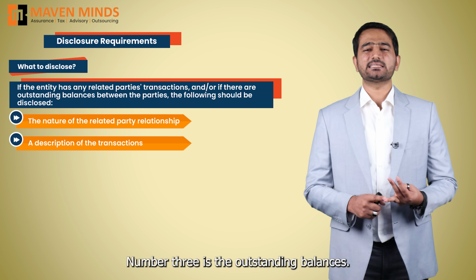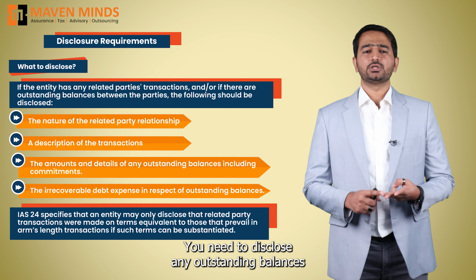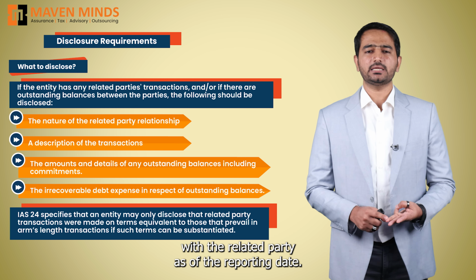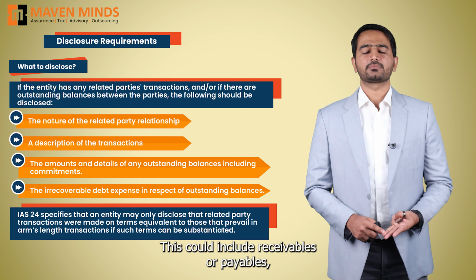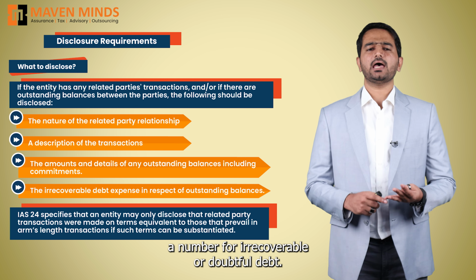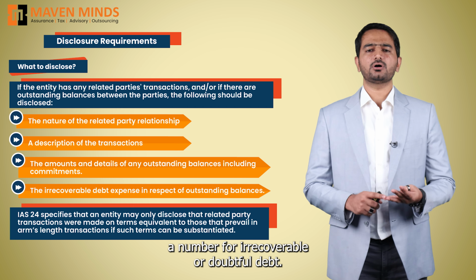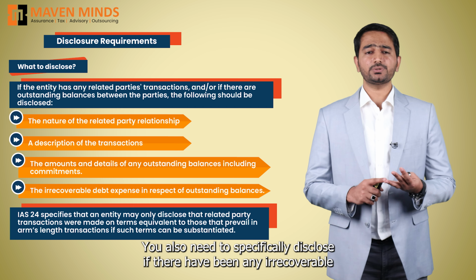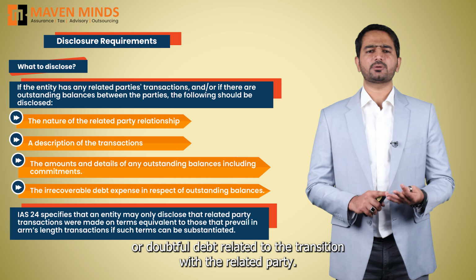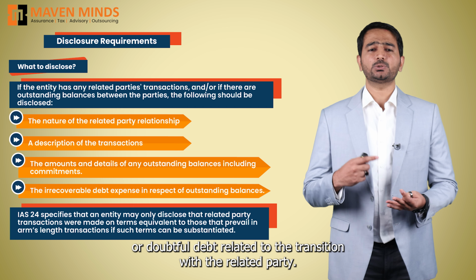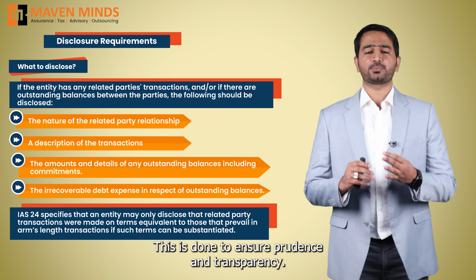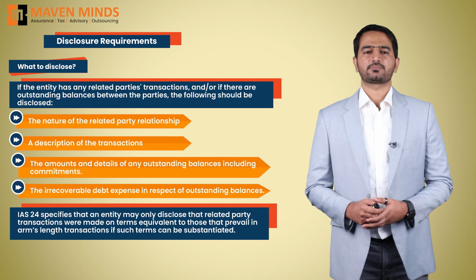Number three is the outstanding balances. You need to disclose any outstanding balances with the related party as of the reporting date. This could include receivables or payables. And number four, irrecoverable or doubtful debt. You also need to specifically disclose if there have been any irrecoverable or doubtful debts related to the transactions with the related party. This is done to ensure prudence and transparency.